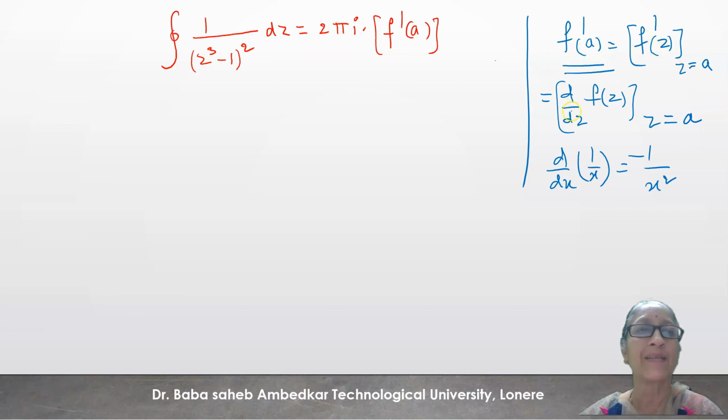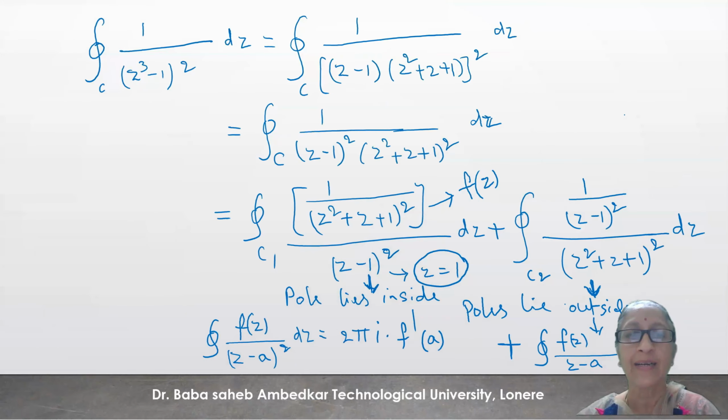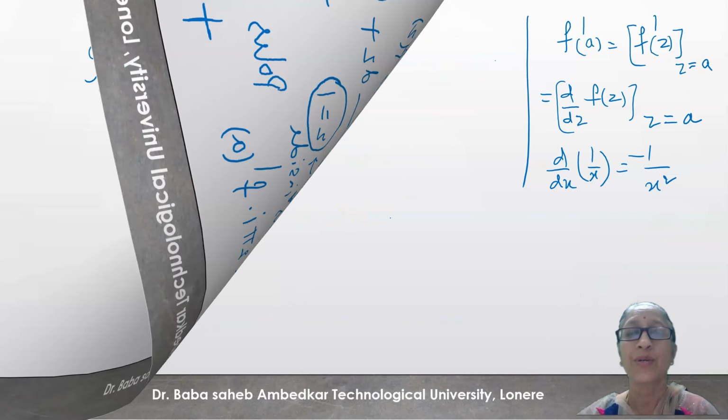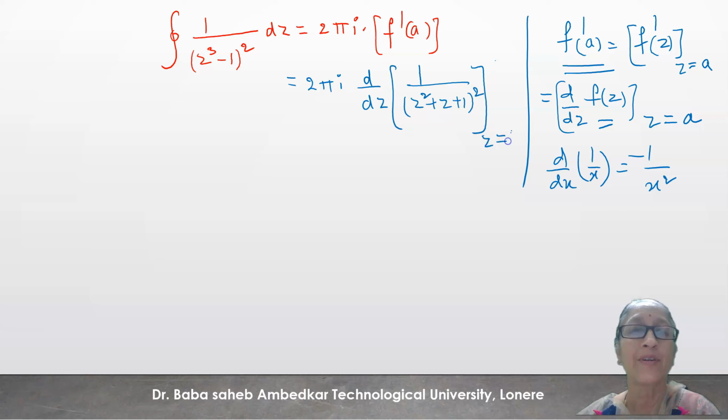f dash of z means d by dz of f of z at z equal to a. So here this is equal to 2 pi i into d by dz of f of z. What is f of z? We have seen here f of z is 1 by (z square plus z plus 1) whole square. So here d by dz of 1 by (z square plus z plus 1) whole square, value of this at z equal to 1, because z equal to 1 is a pole.